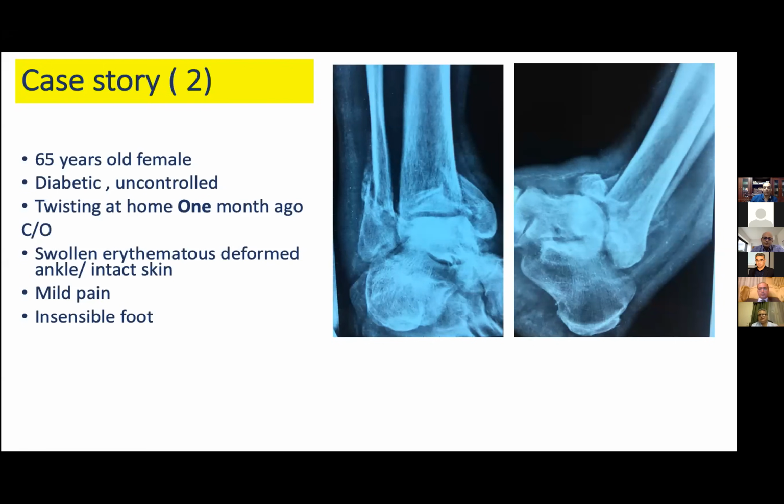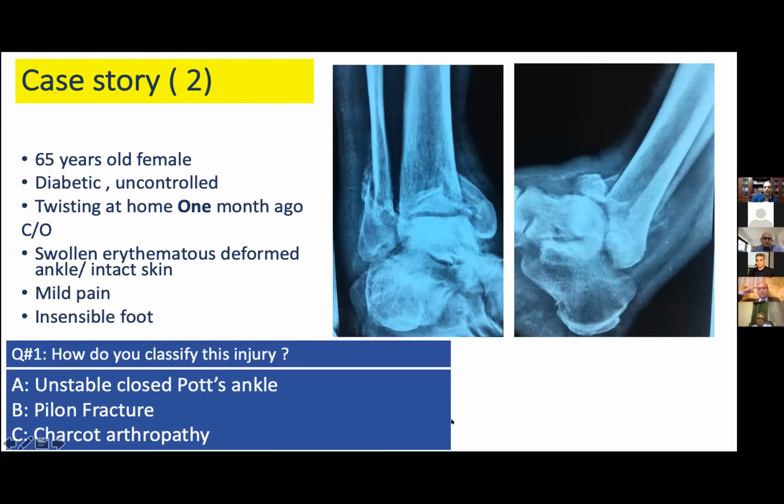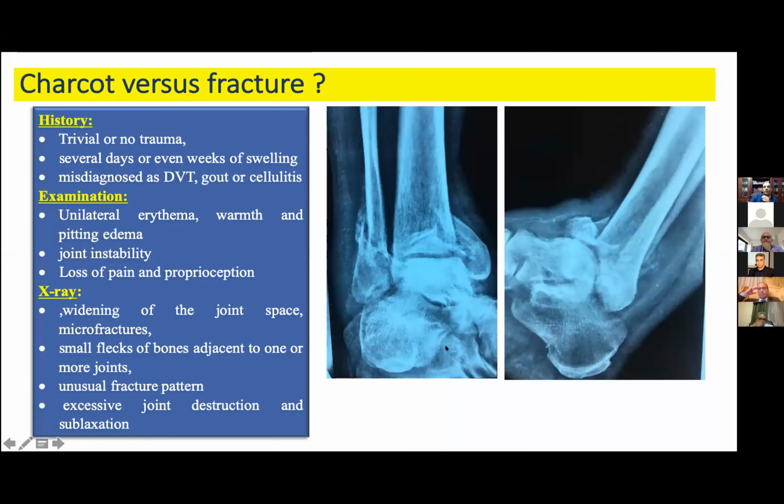Even when I ask her to move to the couch or the bed of examination, she steps on her injured foot, and she has mild pain and an insensible foot. Of course, if I ask you, how do you classify this injury? I want my attendees to write in the chat: is it an unstable ankle fracture, or is it Charcot, or is it a Pilon fracture? Of course, all of you will say it is Charcot. So the question is how to differentiate between Charcot and ankle fracture.